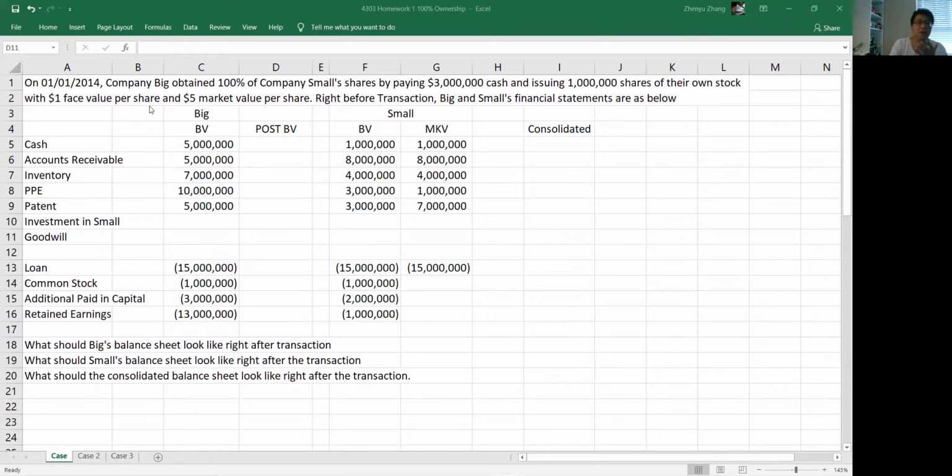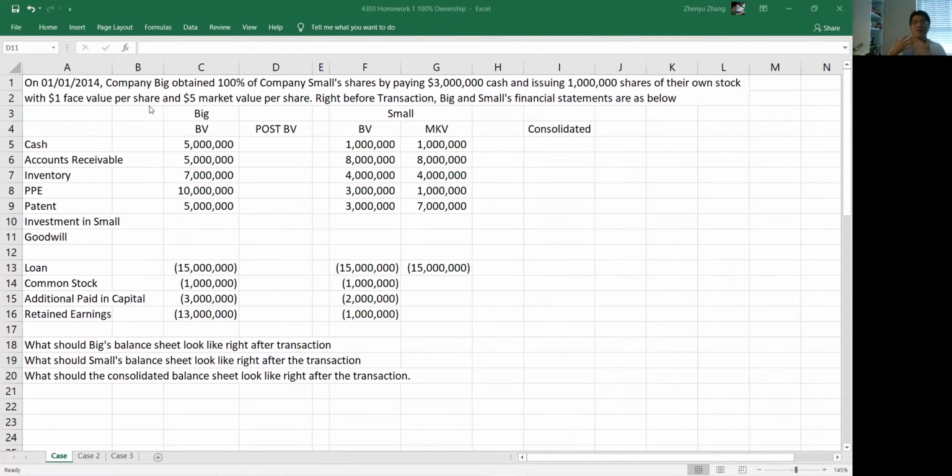So this is very much like the practice we did in class. We need to know the answers to 3 questions. 1, what should Big's balance sheet look like right after the transaction? 2, what should Small's balance sheet look like right after the transaction? And 3, what should the consolidated balance sheet look like right after the transaction? Let's do it one by one.